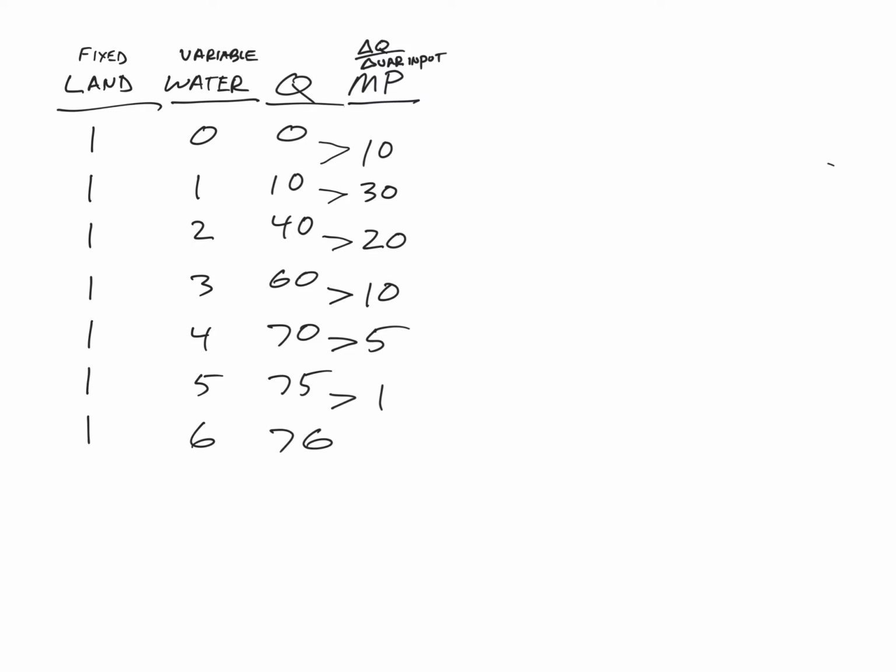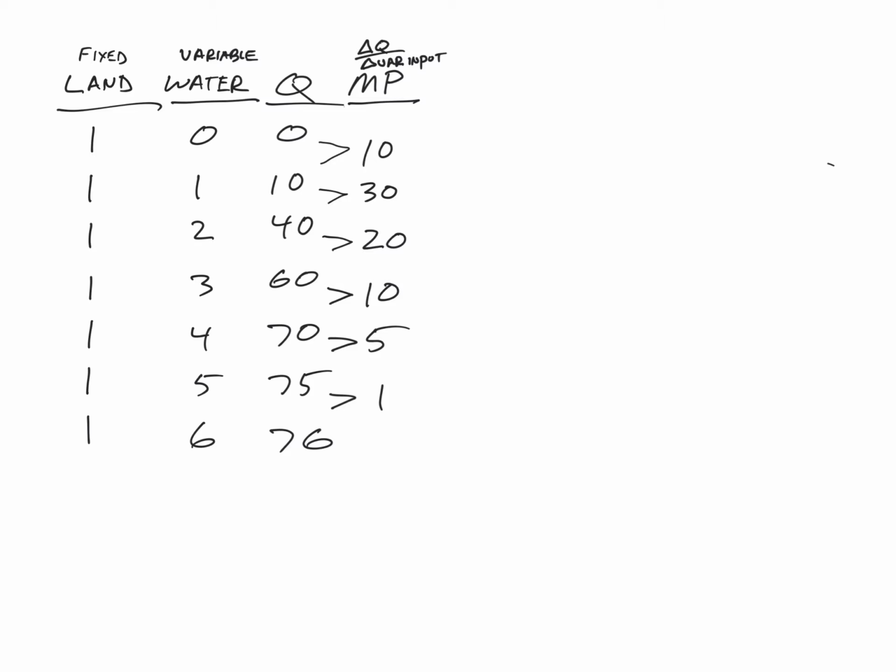This is what we did last time. We had land as our fixed input, water as our variable input. And we just kept adding water, more and more units of water to that fixed input land, and we looked at production, output. First, we had a unit of land and no water, so we had no output. Add 1 unit of water, we had 10 units of output. 2 units of water, 40 units of output, and so forth.